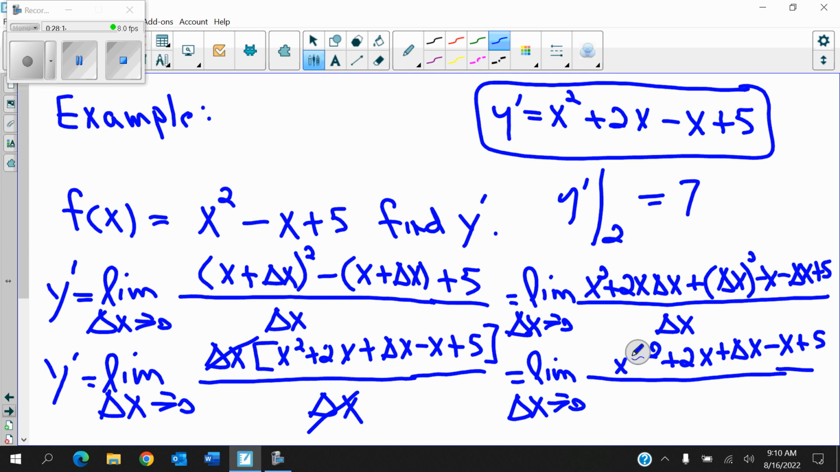x plus delta x squared minus x plus delta x plus 5. Square this, you're going to get what? x squared plus 2x delta x plus delta x squared. Add the minus f of x. Write the minus f of x. This is just minus f of x, which is what? Minus x squared. This would be a plus x, and this would be a minus 5, right? Right.